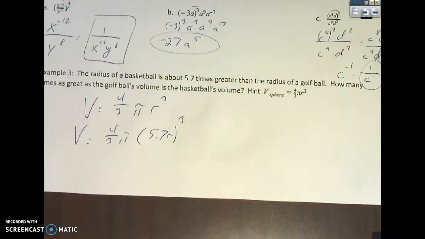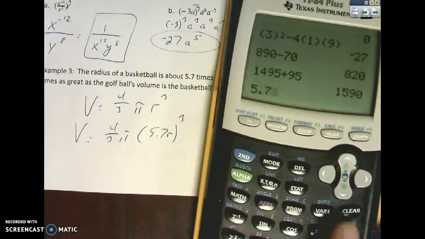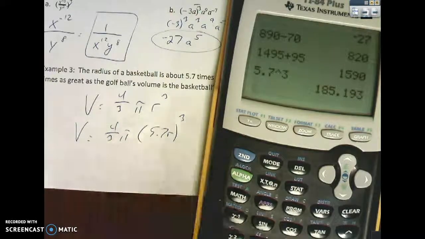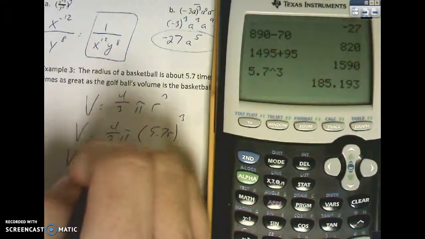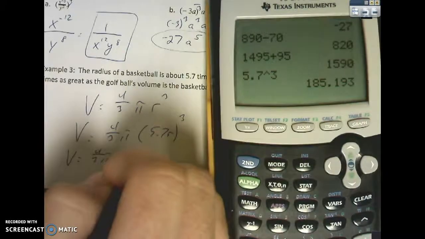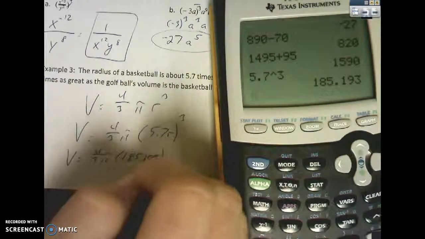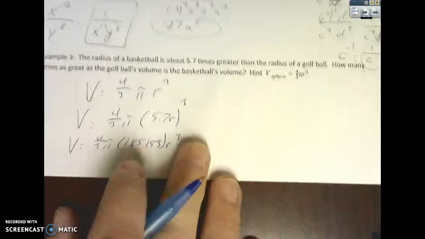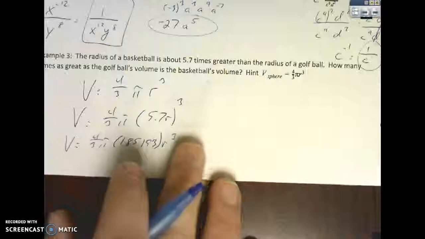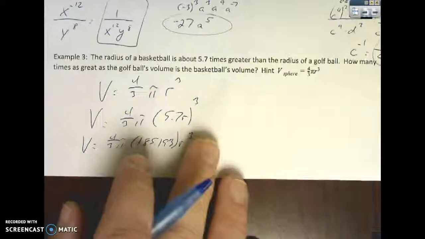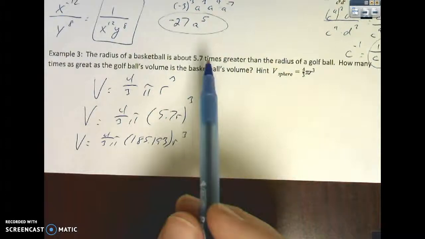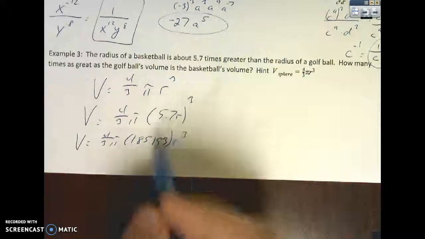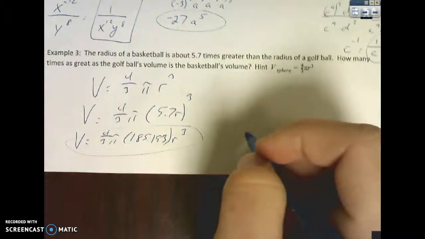Give me 1 second here to grab my calculator. Alright, we're doing your 5.7 cubed. So 4/3 pi, 185.193 r cubed. So as far as how much bigger is it, how many times as great as the golf ball's volume. If it's 5.7 times greater, then that means that the volume is 1.85 times bigger. And that wraps it up.